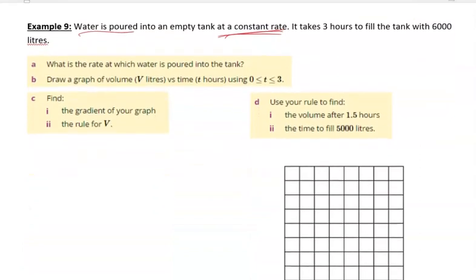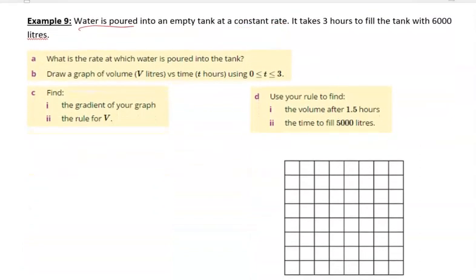It's pretty simple. Water is poured into an empty tank, and this is important, at a constant rate. Similarly, if you have a hose, if you're ever doing any gardening, sometimes you have a little clip there, and the water will come out, you can clip it, it stays at exactly a constant rate. Maybe in this case, it took 3 hours to fill a tank that has 6,000 liters, so we know that.